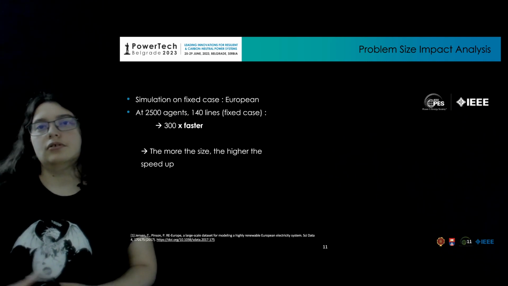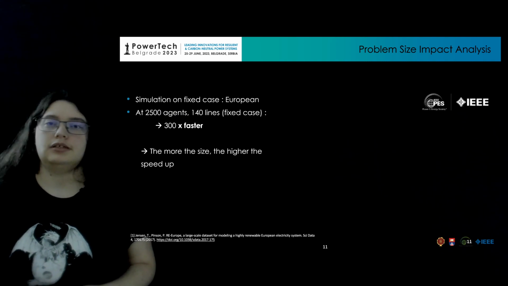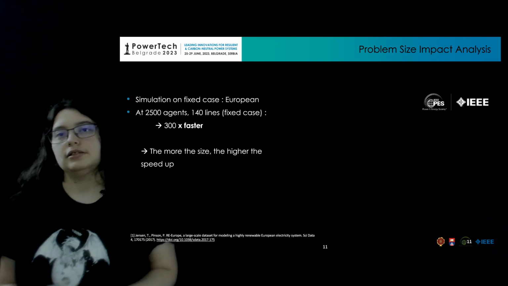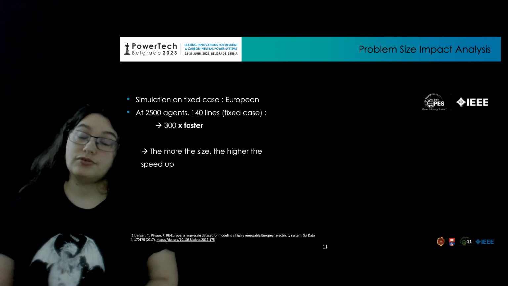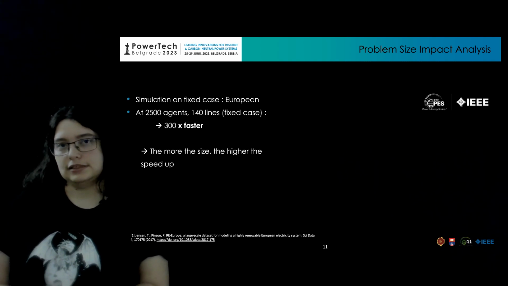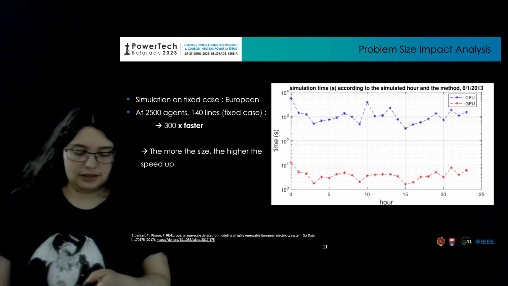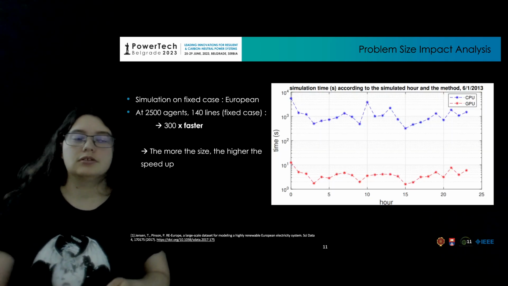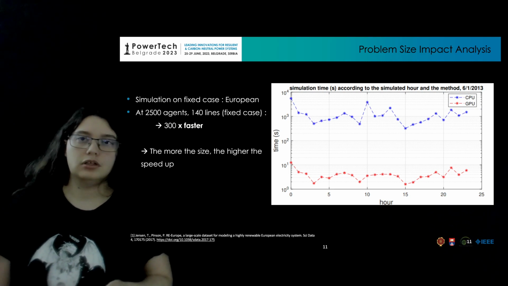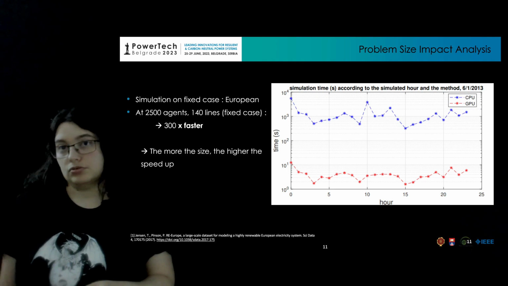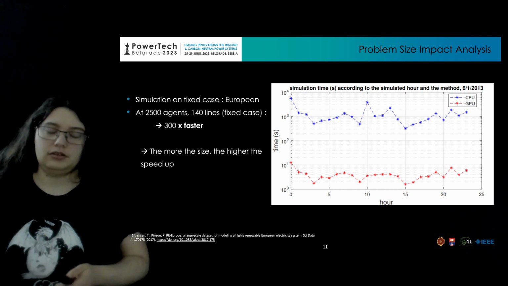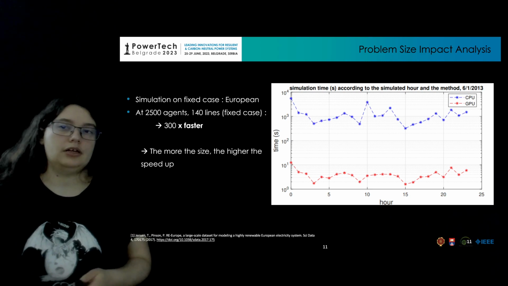I also made simulation on a fixed case, an open data case, with 2,500 agents and 140 lines. And we can see here that for several steps in June, the GPU is 300 times faster. So we can conclude that the bigger the model size, the higher the speedup.